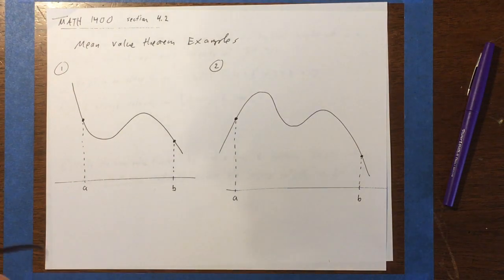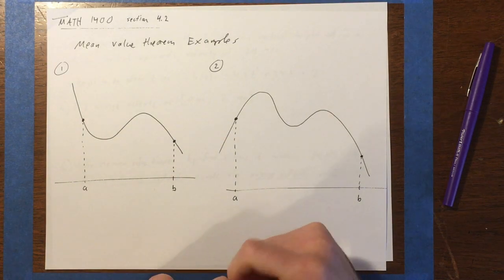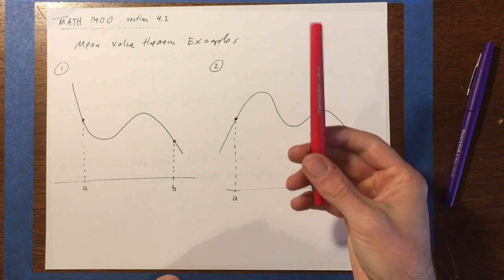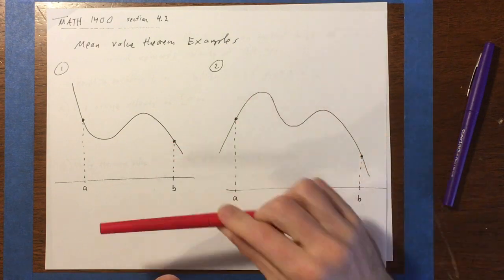Okay folks, this is the second video for section 4.2. The first one is over on Loom. And in that video, I introduced Rolle's theorem and then generalized that to the mean value theorem.